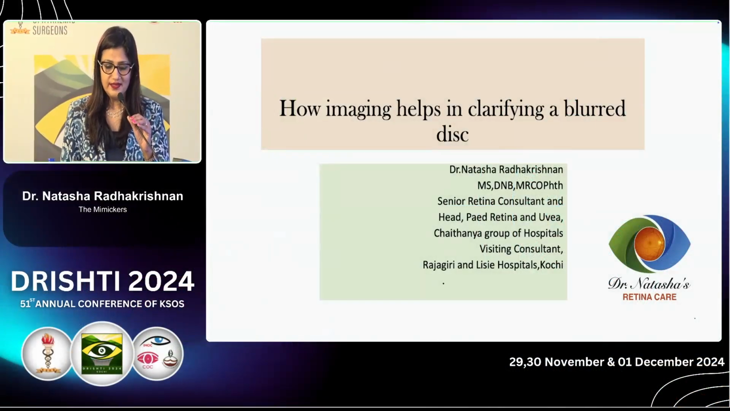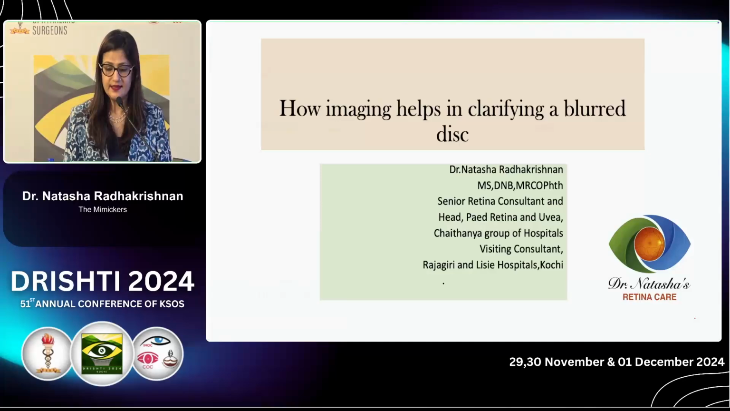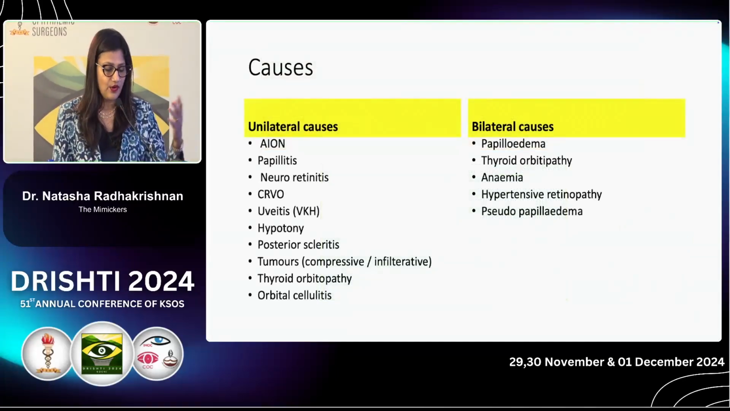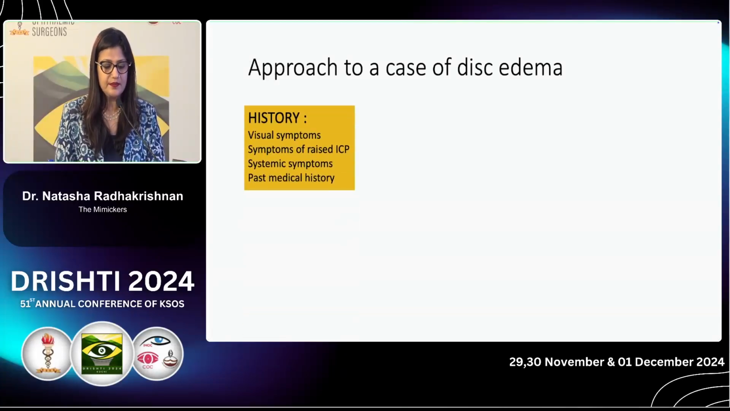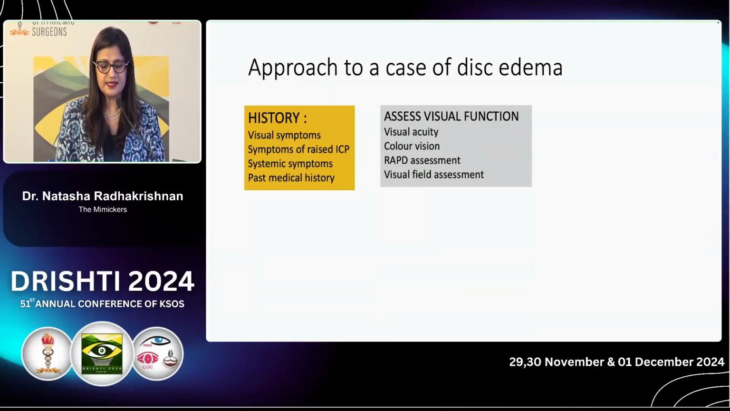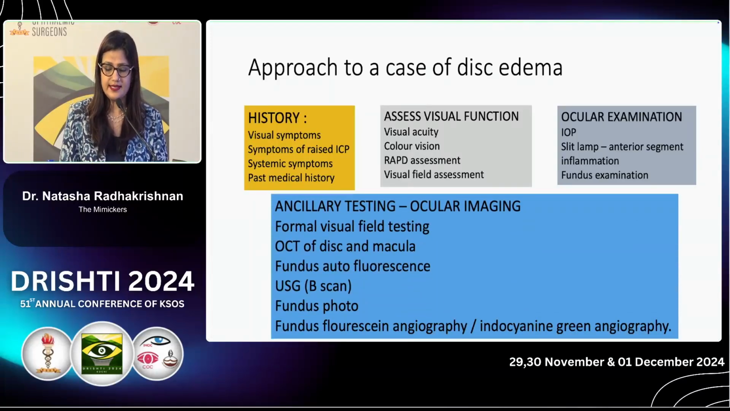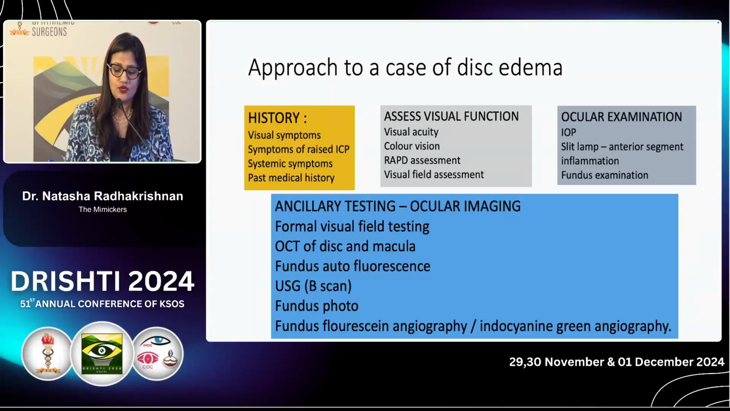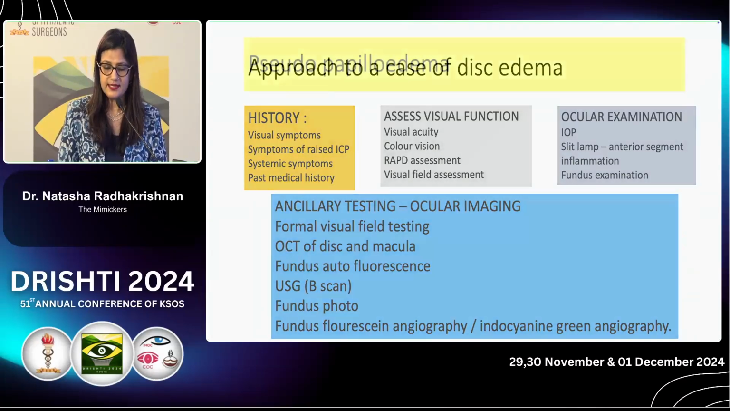Good morning to all. So we can now see how imaging modalities will help in clarifying a blurred disc. We have already gone through the causes, so I'm not going into that. An approach to a case of disc edema: we said history. So the symptoms of raised ICP, systemic symptoms, then assess visual function, ocular examination, and then we come to the ancillary testing, which is ocular imaging. You can have a visual field that helps you, OCT of the disc and the macula, fundus autofluorescence, ultrasound, photography, and fluorescein angiogram or the ICG angiography.